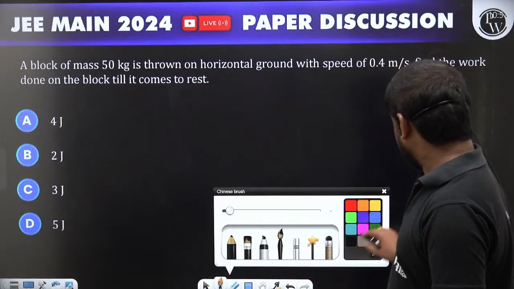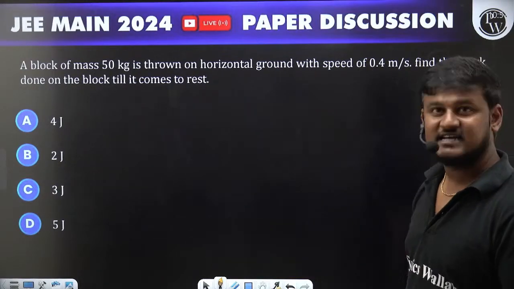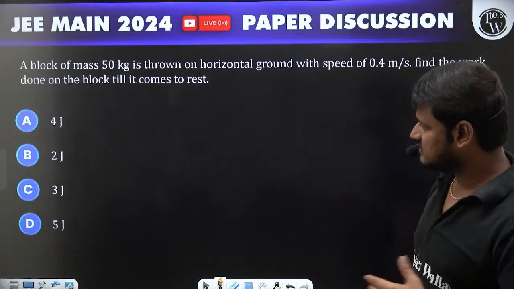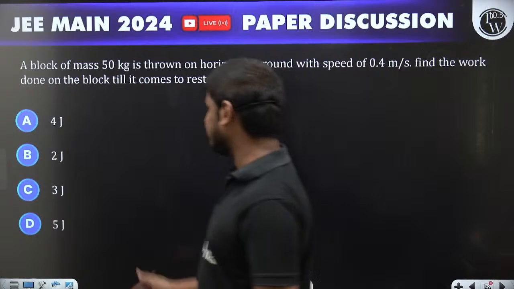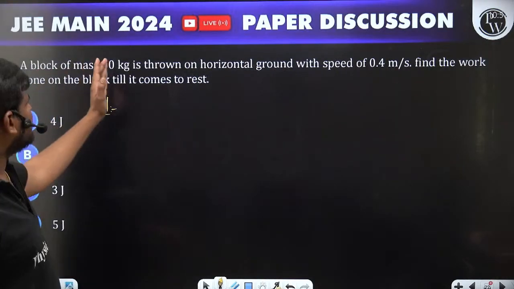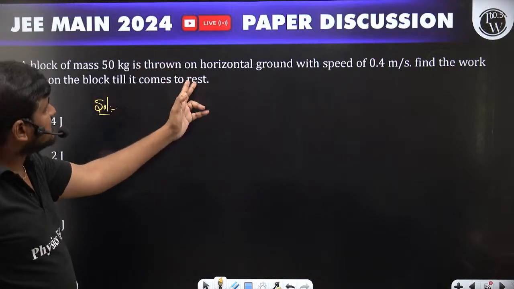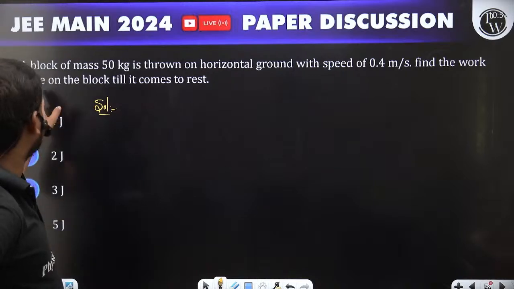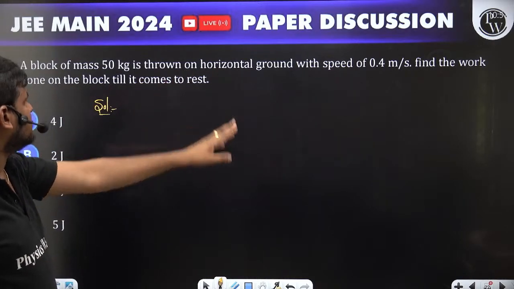This question, we don't know whether it has come in the examination or not, but it is there in the PPT as per the main channel. So let's discuss this question as well. A block of mass 50 kg is thrown on horizontal ground with a speed of 0.4 meter per second. Find the work done on the block until it comes to rest.